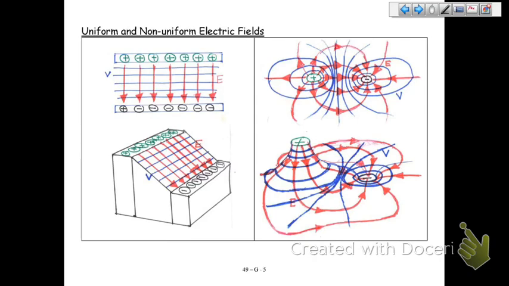Because of that, we have to deal in terms of non-uniform fields a lot more. So we're going to do both. How do we get a uniform field?